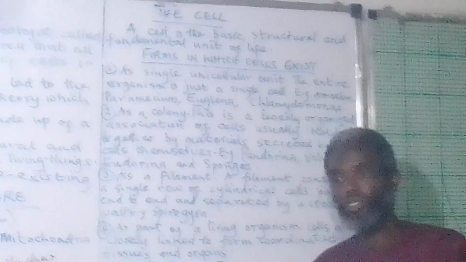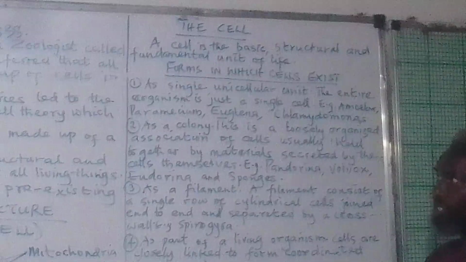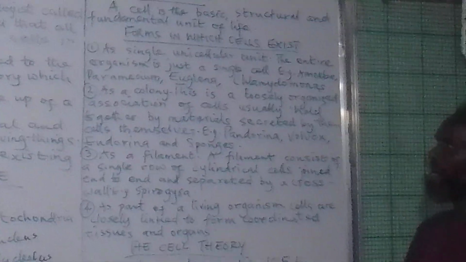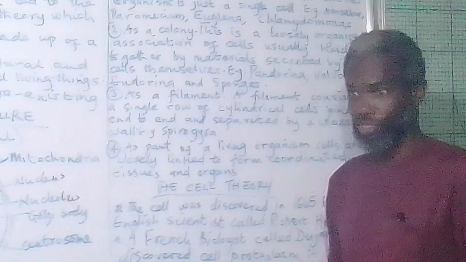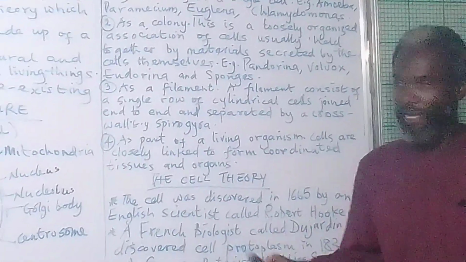They can also exist as a colony. Now, this is a loosely organized association of cells usually held together by materials secreted by the cells themselves. Examples are Pandorina, Volvox, Eudorina, and the sponge. They are colonies.